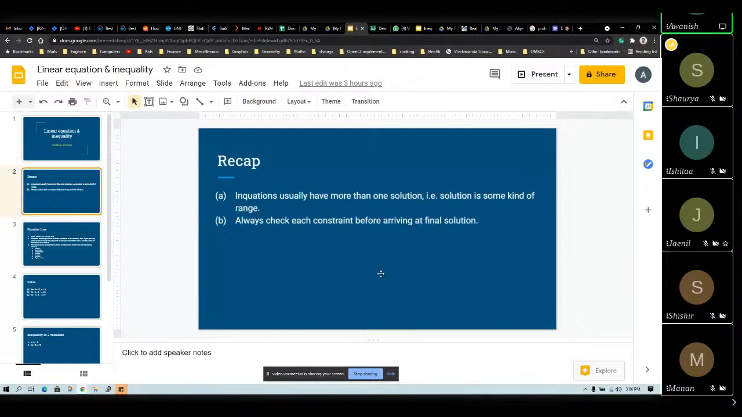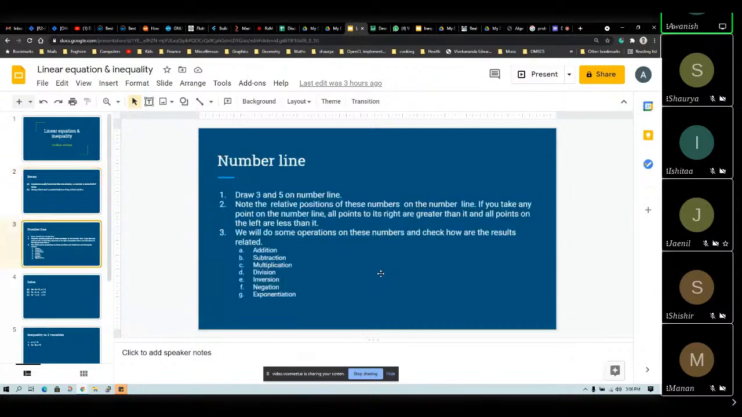Right? That was something we learned yesterday: for inequations we usually have more than one solution, and there are conditions which we need to make sure are satisfied. Now I'll try to take this on the number line.